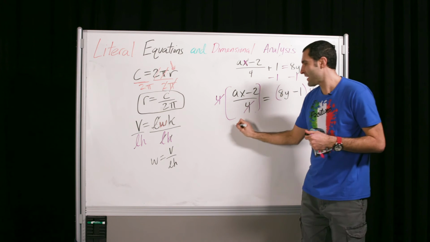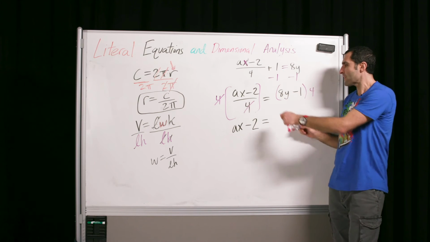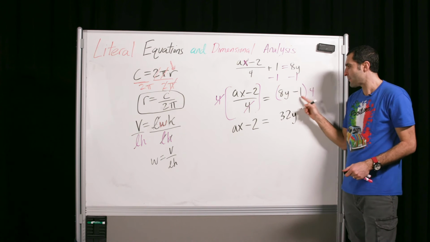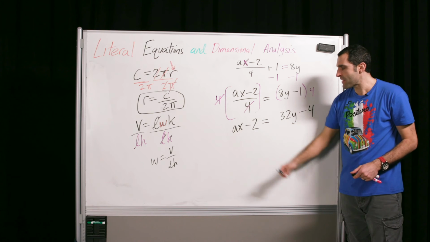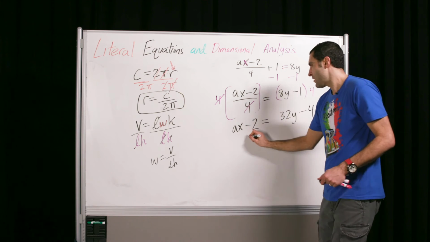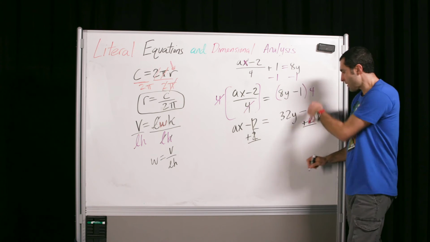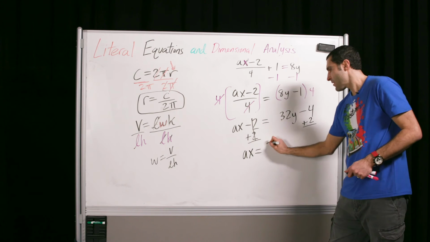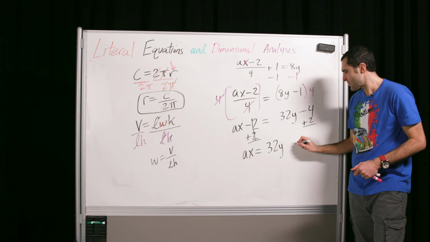Let's do it. So we got ax minus 2 equals, distribute 4, 8y times 4 is 32y. Negative 1 times 4 is minus 4. We're getting there. Get x by itself. The 2. What's opposite of minus 2? Plus 2. Look it up. Boom, boom. These are like terms, so we can combine them. So we have x equals 32y. Negative 4 plus 2 is minus 2.